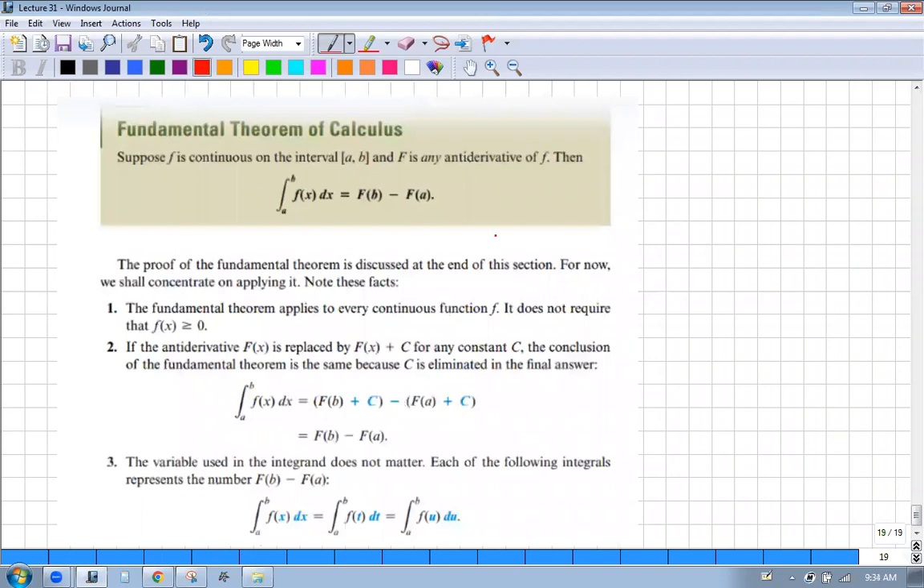There's your fundamental theorem of calculus. The proof is discussed at the end of this section. Okay. Yeah, let's apply it. All right. This theorem applies to every continuous function.